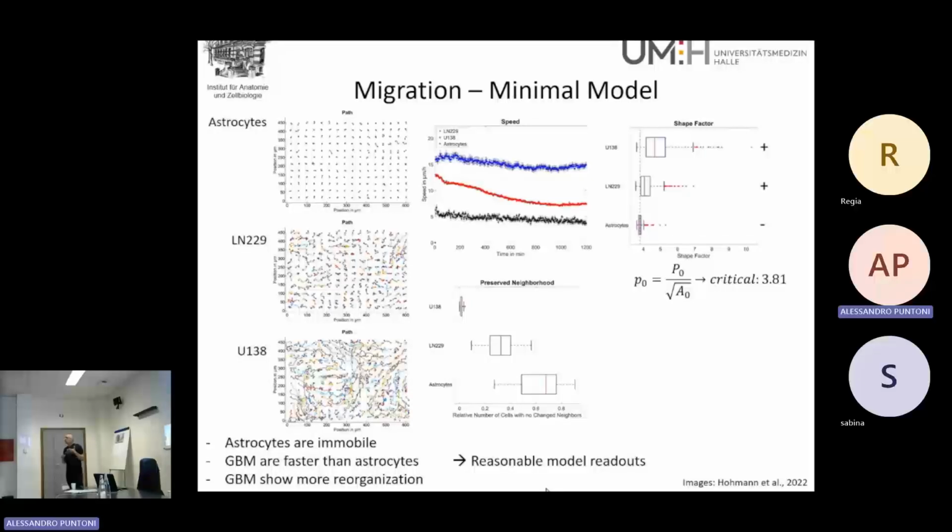During our measurements, we noted that the tumor cells were far more elongated in shape compared to the astrocytes. To quantify this, we used a shape factor defined as the ratio of the circumference of the cell over the square root of its area. We noted that for astrocytes the shape factor was below a critical threshold of 3.81, which was associated with the onset of jamming in some theoretical models, while for tumor cell lines this value was way higher, associated with a more fluid-like phenotype.